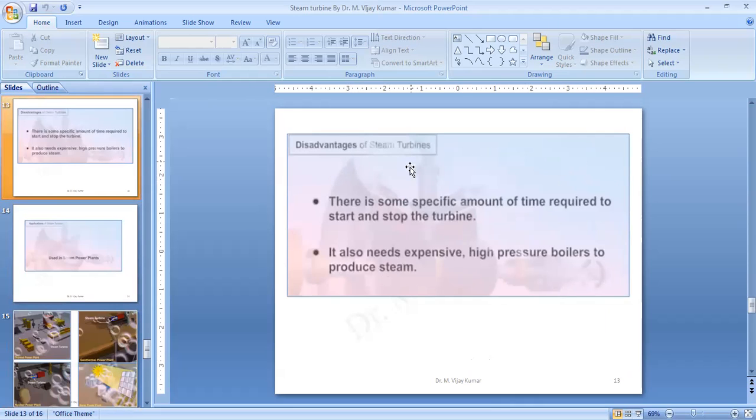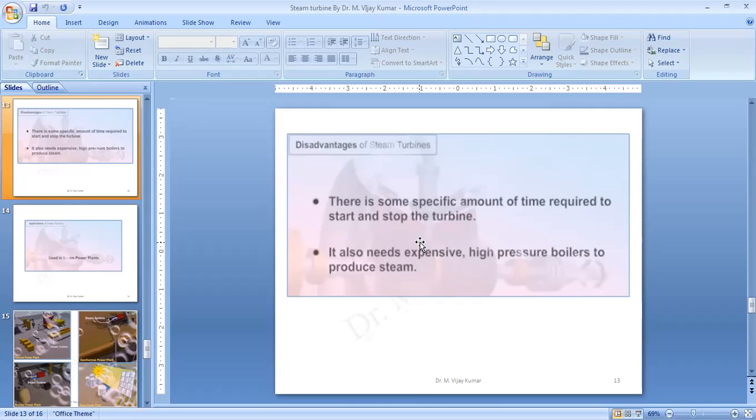So, disadvantages. What are the disadvantages of steam turbine? There is a specific amount of time required to start and stop the turbine. Exactly, this is one of the major disadvantages of the steam turbine. When you supply the heat, immediately, if you want to run the turbine, it cannot run. You have to start heating the boiler.